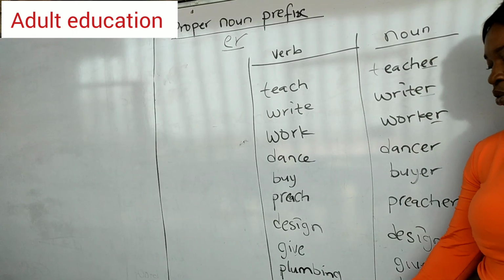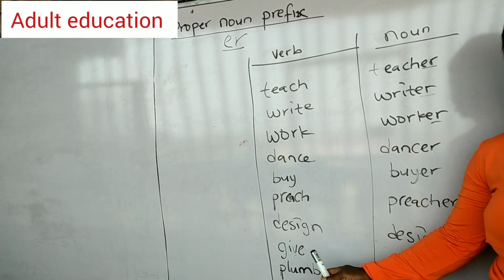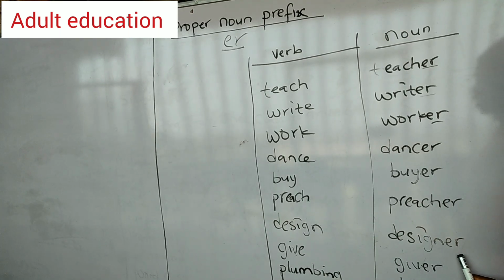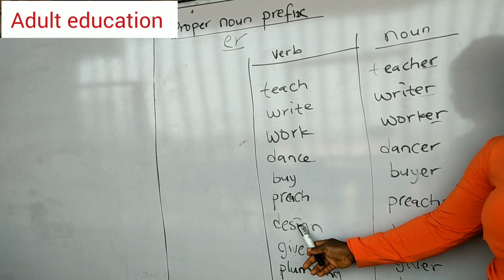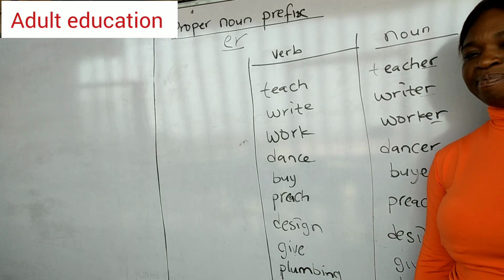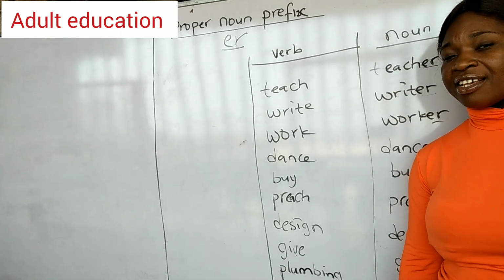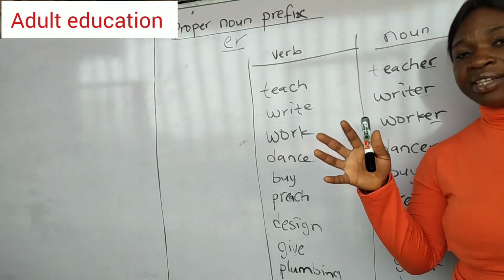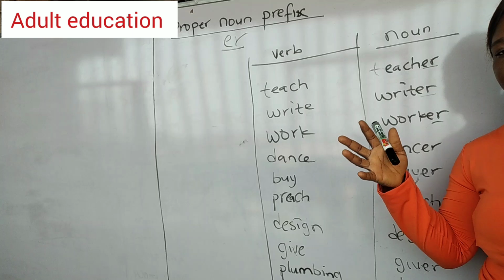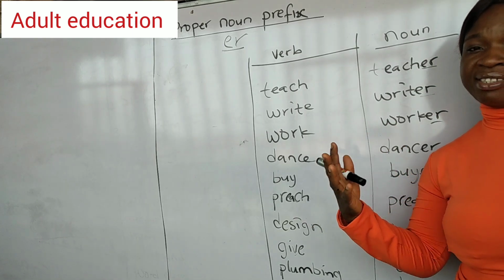Let's move on. We have design. A designer designs. This is the person performing the action, whereas this is the action. A designer designs. You cannot say this person is the design. No, you can only say he is the designer. This person is the designer. And you can equally not say let's take a look at your designer. No, you can only say let's take a look at your designs.